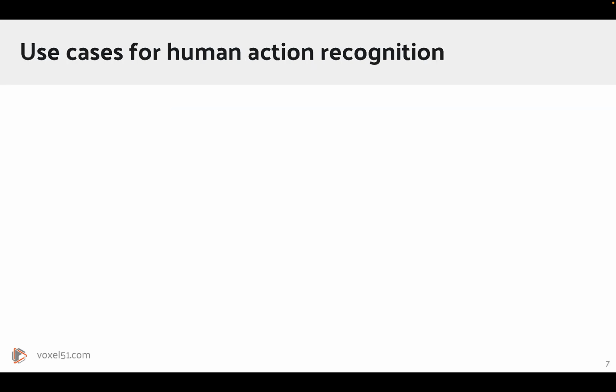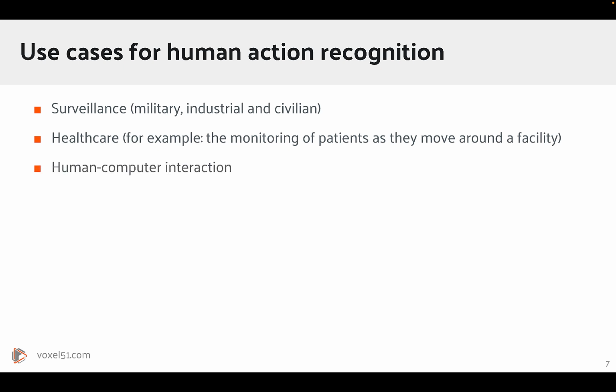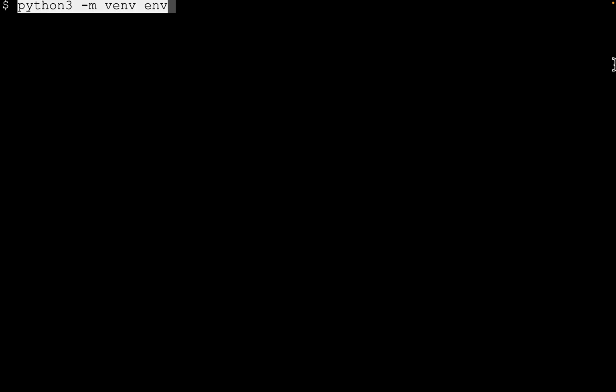What sort of use cases are there for human action recognition? There's surveillance, whether it be military, industrial, or civilian applications. There's healthcare, for example, the monitoring of patients as they move around a facility. Human-computer interaction, content-based video retrieval, and video summarization. Now that we have a little bit of background about the dataset, let's go ahead and start exploring it.